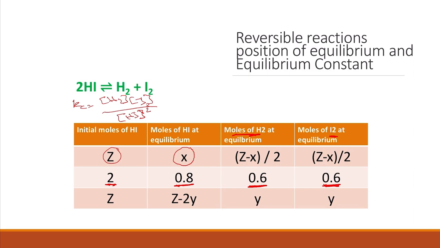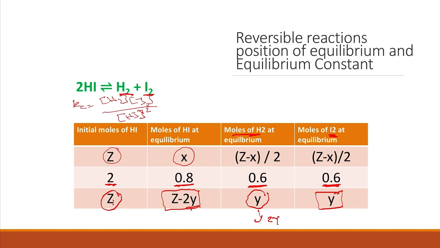What if they give you the initial moles of the hydrogen iodide and then they give you the moles of one of the products? Then again, you can use the same approach, because the number of moles of hydrogen iodide that reacted will be double this value, so 2y. So Z, which is the initial moles, minus 2y will equal the moles of hydrogen iodide at equilibrium. And of course, because 1 mole of iodine and 1 mole of hydrogen will be produced, we're going to have the exact same number of moles for iodine.